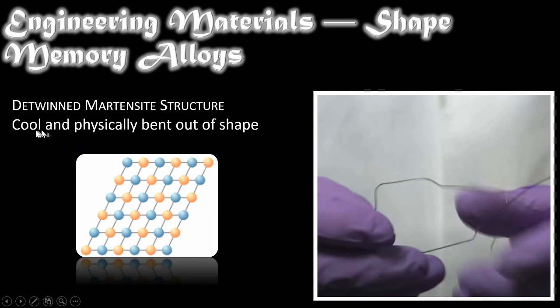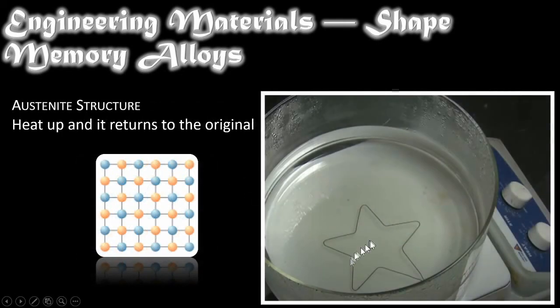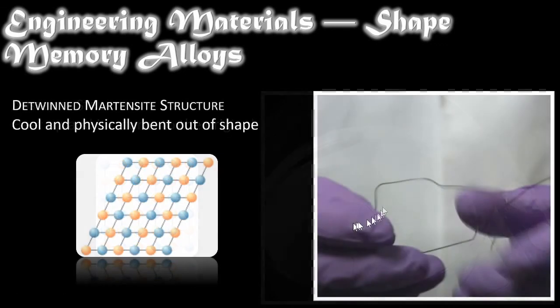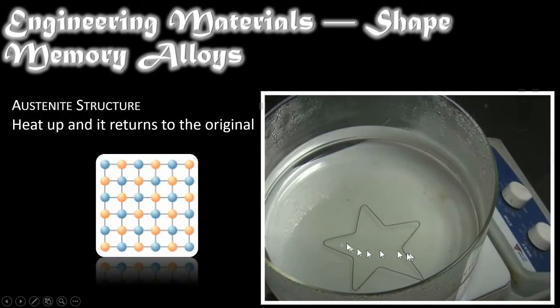But it has to have physical force applied to this. This is not a phase change. This is just shifting the rhombus structure, the martensite. If we put it back in water or something warm, we have hot water here, even though it was bent out of shape, it will go back into the austenite structure, and it will go back to the original shape it was cast in the oven.